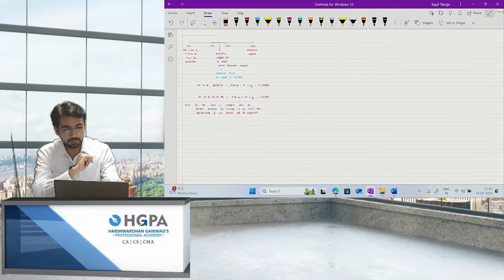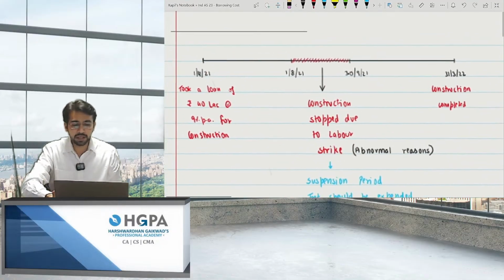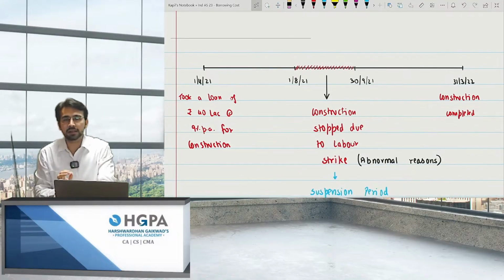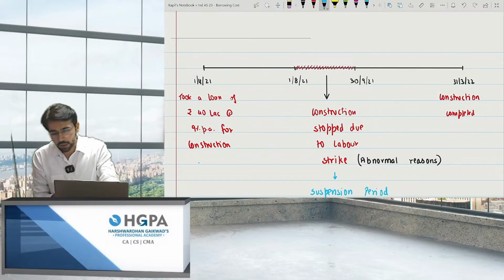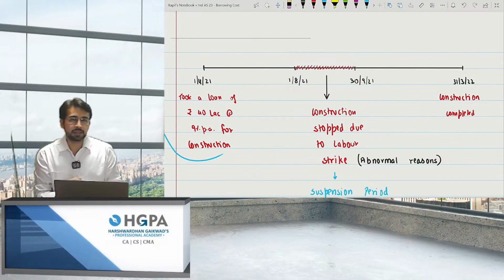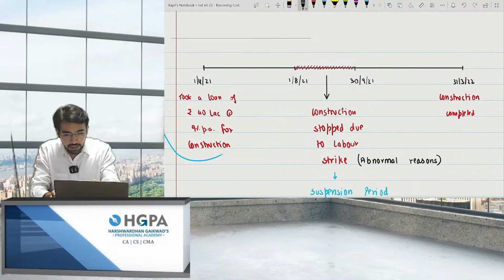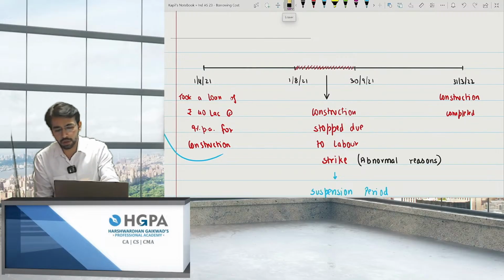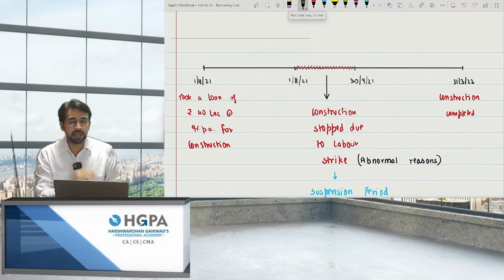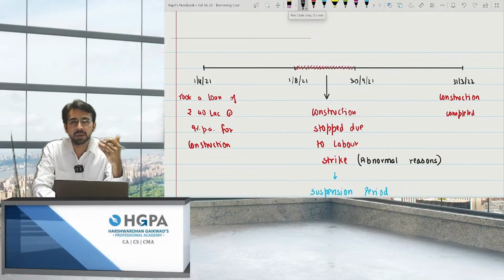Now, the next point is suspension. What do you mean by suspension of interest, suspension of capitalization? See, over here, I took a loan of 40 lakh at the rate of 9%. Between 1/8 to 1/10, that is a period of 2 months, I had to stop construction due to a labor strike. It was an abnormal reason. So for those 2 months, I cannot capitalize the interest because there was no construction going on in that period. So I need to suspend the capitalization. It is known as suspension of capitalization, right?